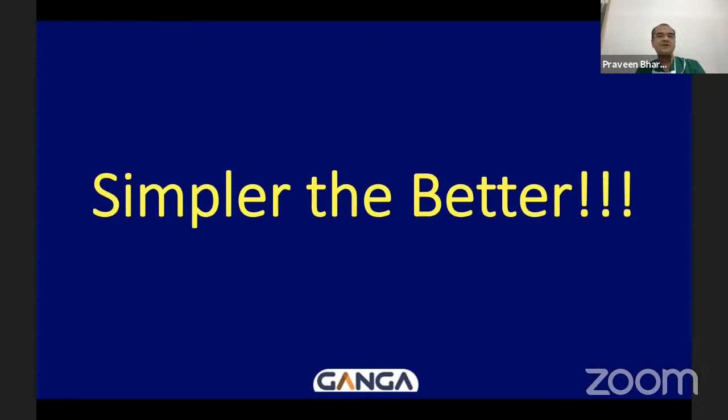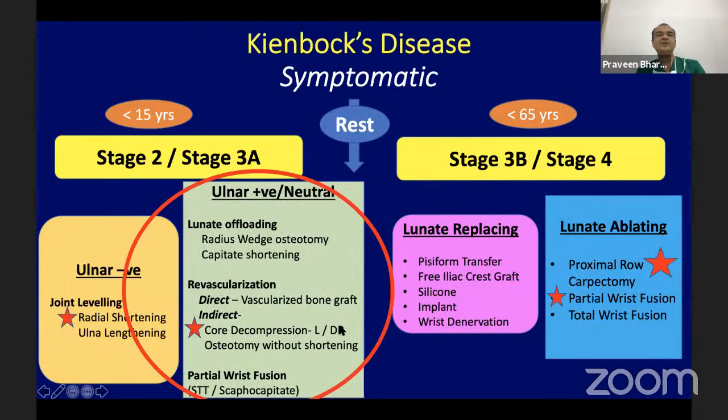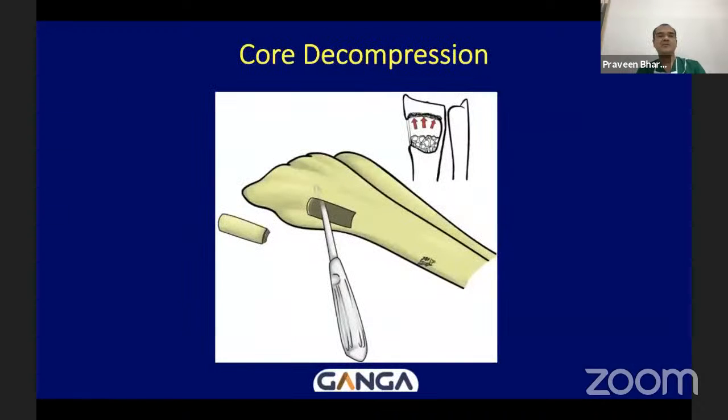The best part of the operation is that it doesn't burn any bridge. Whatever options we discussed, proximal row carpectomy, partial wrist fusions, anything can be done later. So it fits very well in our protocol. Whichever patient presents at less than stage 3A and has an ulnar positive or neutral variance, we offer core decompression. This is the group not ideal for radius shortening, and it is not required to do a PRC. It is a very simple operation and it preserves all the later options in case the operation does not work well. But to our surprise, of the 6 patients we have done in 1 year, none of them have pain and all of them are quite comfortable.